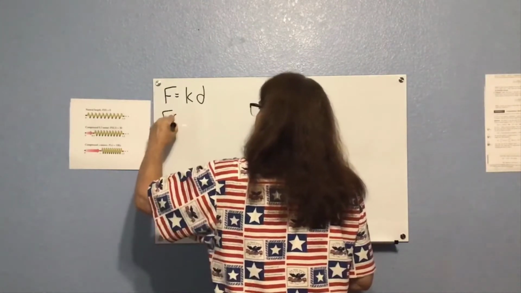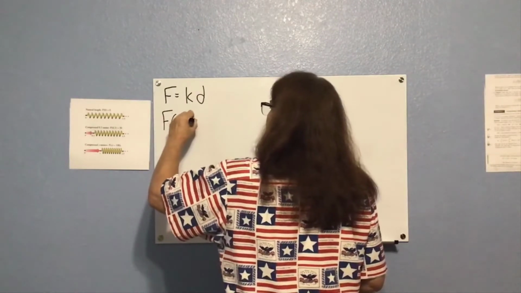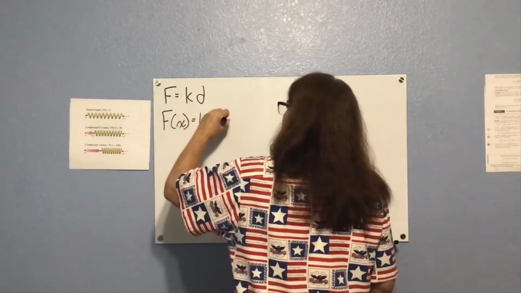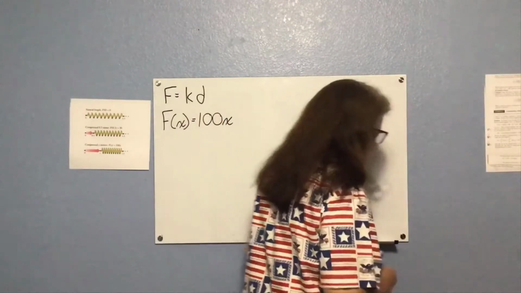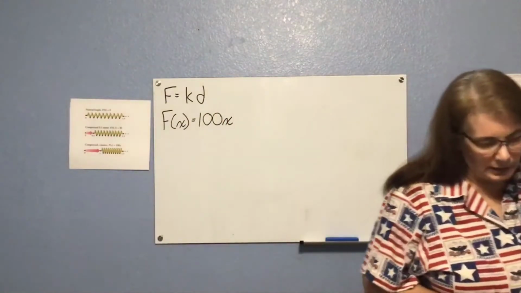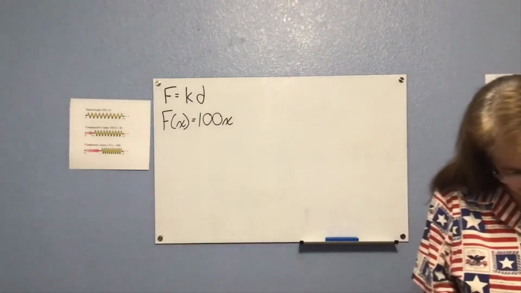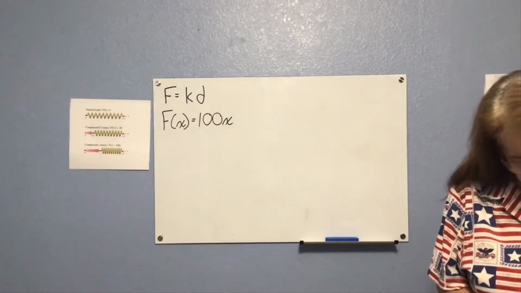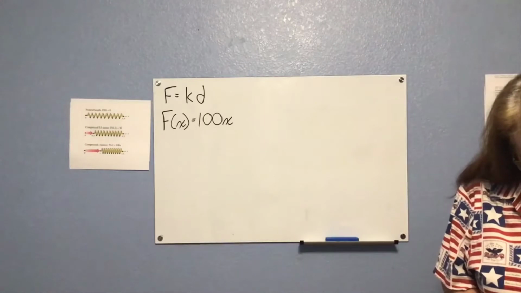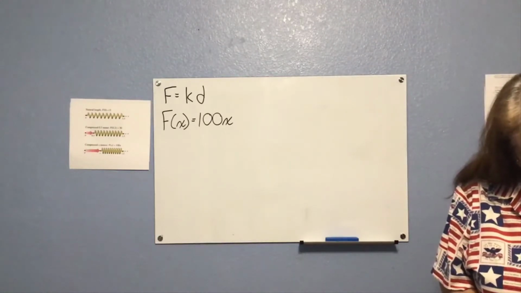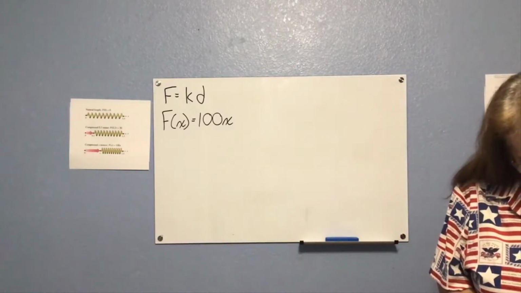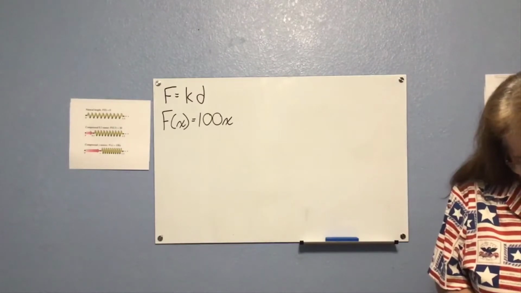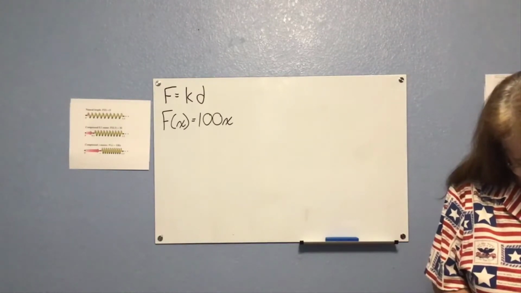So let's write that down. And now listen to the problem. A force of 30 newtons compresses a spring 0.3 meters from its natural length of 1.5 meters. Find the work done in compressing the spring an additional 0.3 meters.